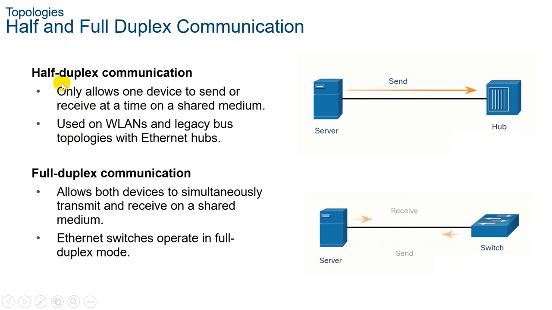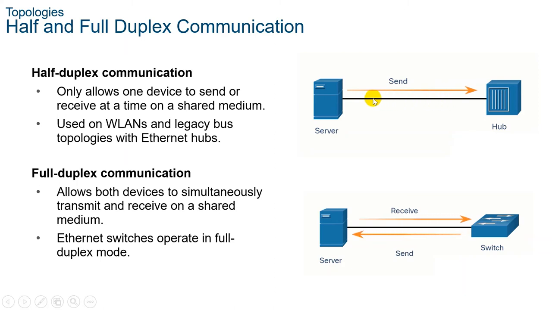When you say half duplex communication, both devices can transmit and receive on the media, but cannot do it simultaneously, as you see here in this animation. It is always from the hub to the server at a time, or from the server to the hub. They cannot do it simultaneously. It is one at a time. That's the characteristic of half duplex communication. Wireless LANs and legacy bus topologies with Ethernet hubs use half duplex mode. Half duplex allows only one device to send or receive at a time on the shared medium.